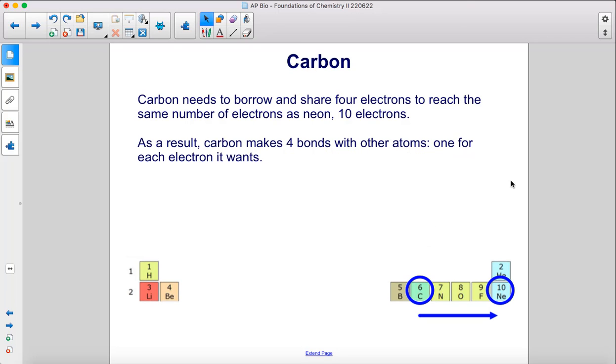Carbon needs to borrow and share 4 electrons to reach the same number of electrons as neon, 10 electrons. As a result, carbon makes 4 bonds with other atoms, one for each electron it wants.